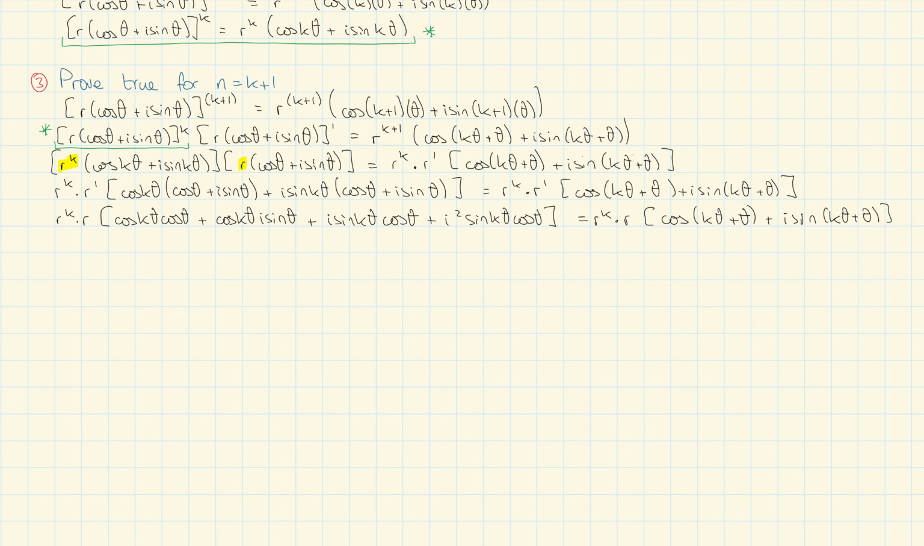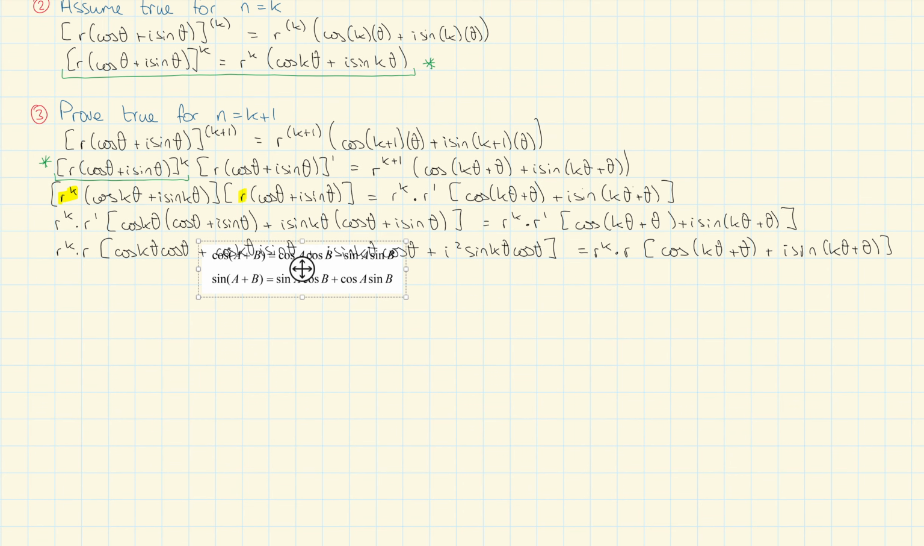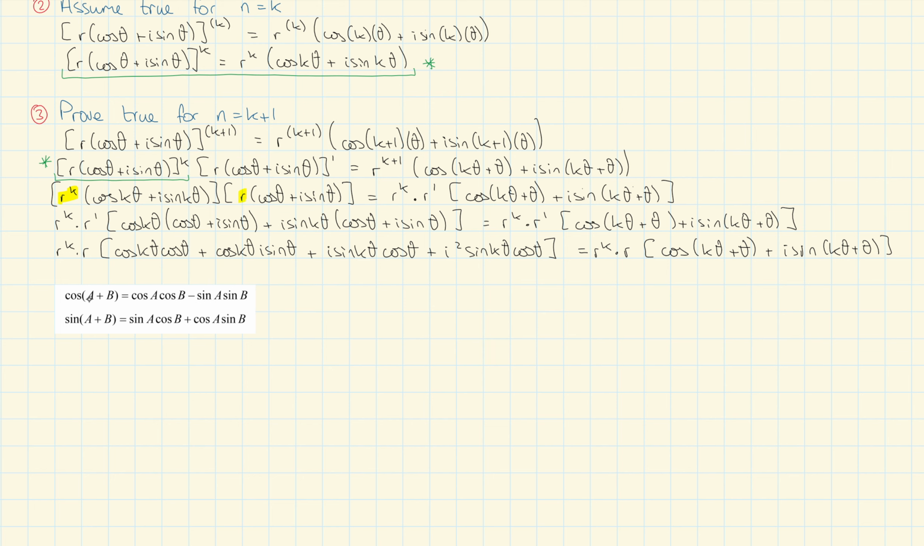Okay, so this part here now, you'll see at the top of the screen I have pasted in a section from the log tables. So we had these two here. I'm just going to move them down. Okay, so we have these two identities from our log tables, and we see cos of a plus b will equal cos a cos b minus sin a sin b, and then sin of a plus b, sorry, will equal sin a cos b plus cos a sin b. So what happens here is, instead of a, we have k theta, and instead of b, we have theta. So we're just going to see what way we can rewrite that.